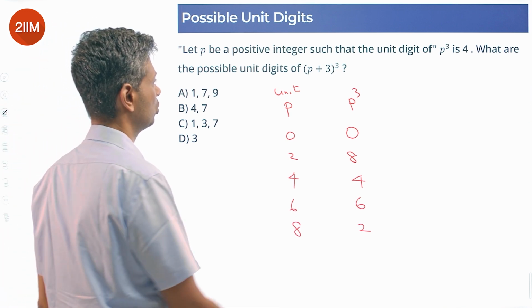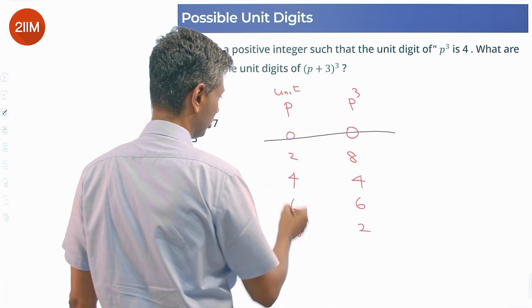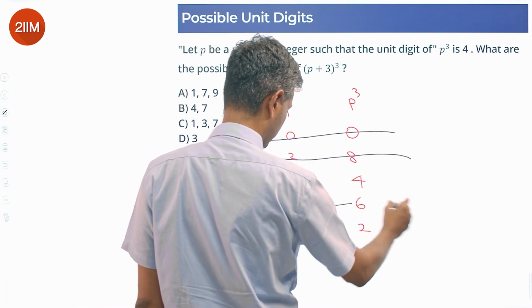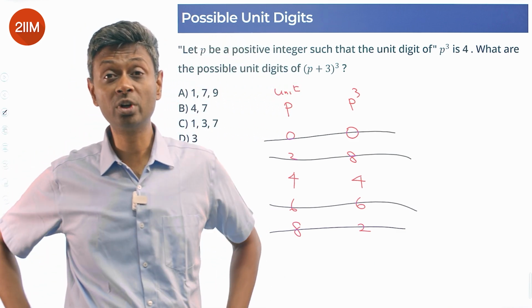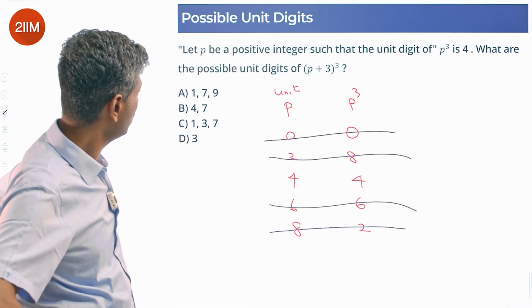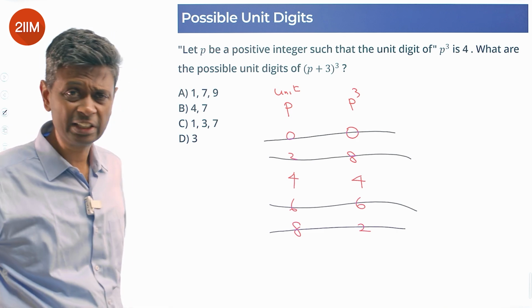Unit digit of p cube is 4, that means p does not end in 0, p does not end in 2, p does not end in 6, p does not end in 8. P ends with 4, the unit digit of p is 4. What are the possible unit digits of (p plus 3) whole cube?